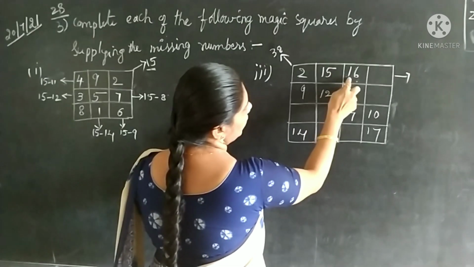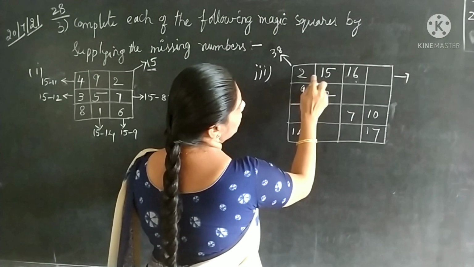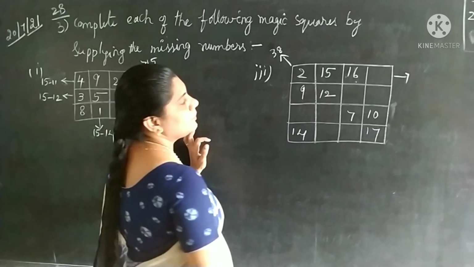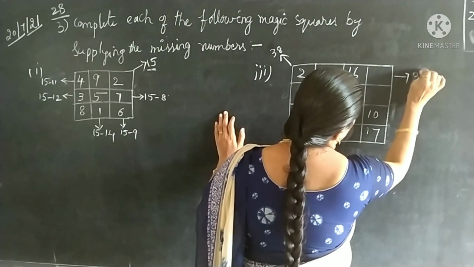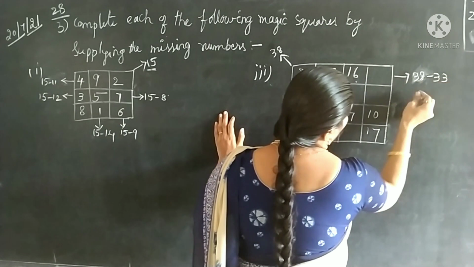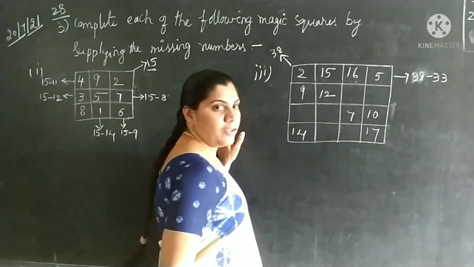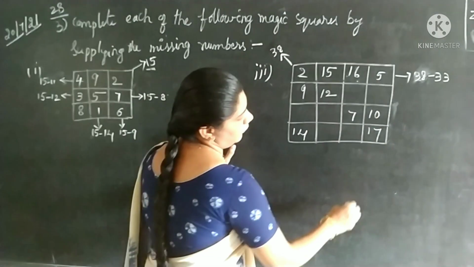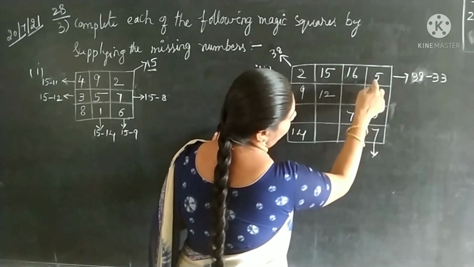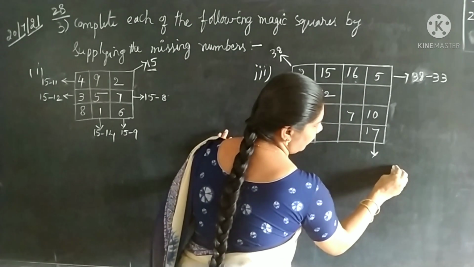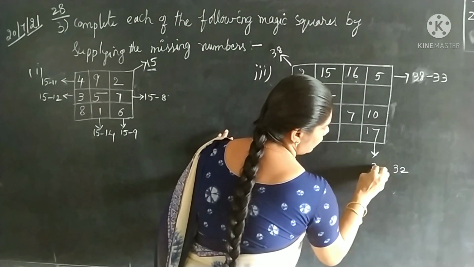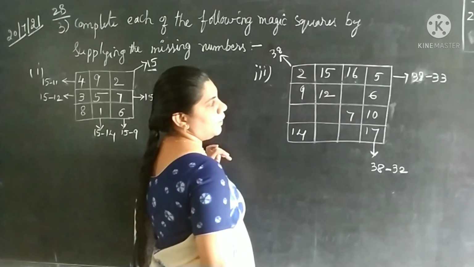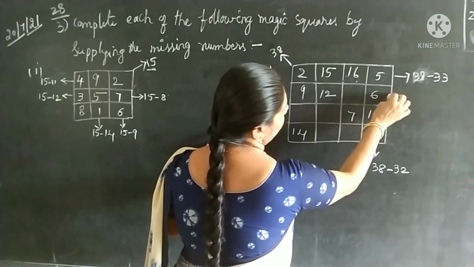Now check this one: 16 plus 17, 17 plus 16. Add this one. So from 38 you have to subtract 33. How much do you get here? 5. Okay. Like that you have to fill it. Now with 3 numbers, only one remains to find out here. 27 plus 5, 32. So subtract from 38. How much do you get here? 6. Okay? Now see this row.